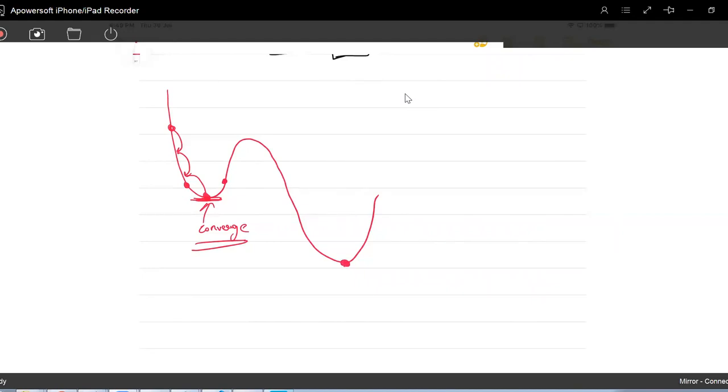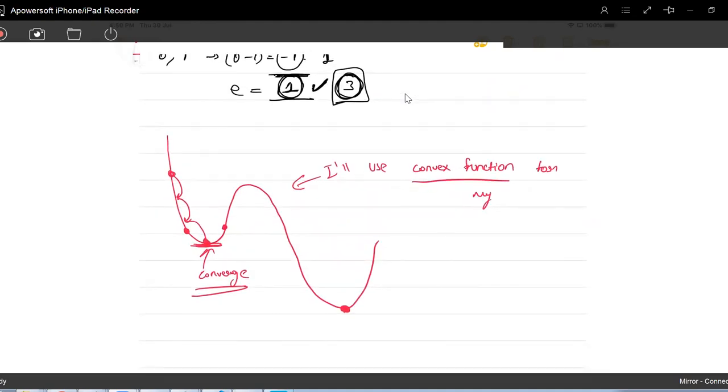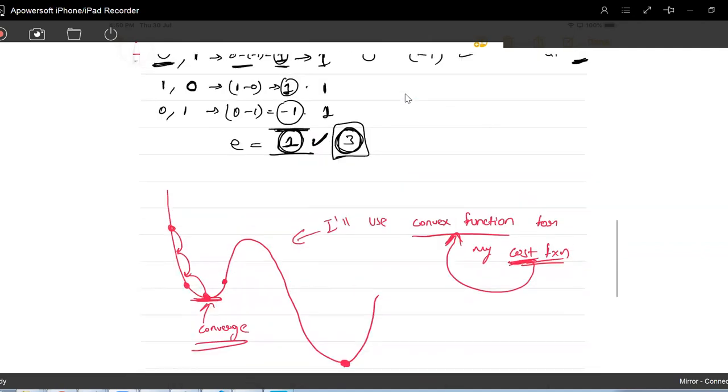So that's why I'll use convex functions for my calculation of cost. Or we can say the cost function should be a convex function. Okay, so this was the thing about the convex function.